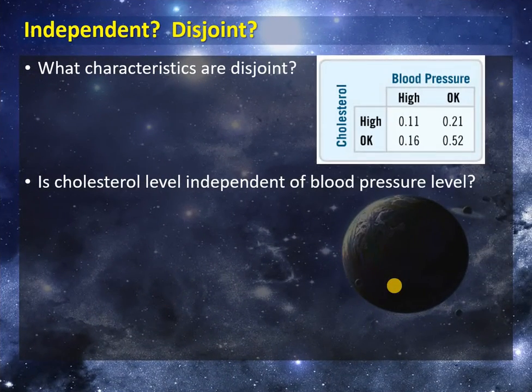Okay. So, a slightly different one. Here we're talking about blood pressure and cholesterol levels. I don't know why that's a hard word for me to say. I was having a really hard time with that during first period today. Which characteristics are disjoint?